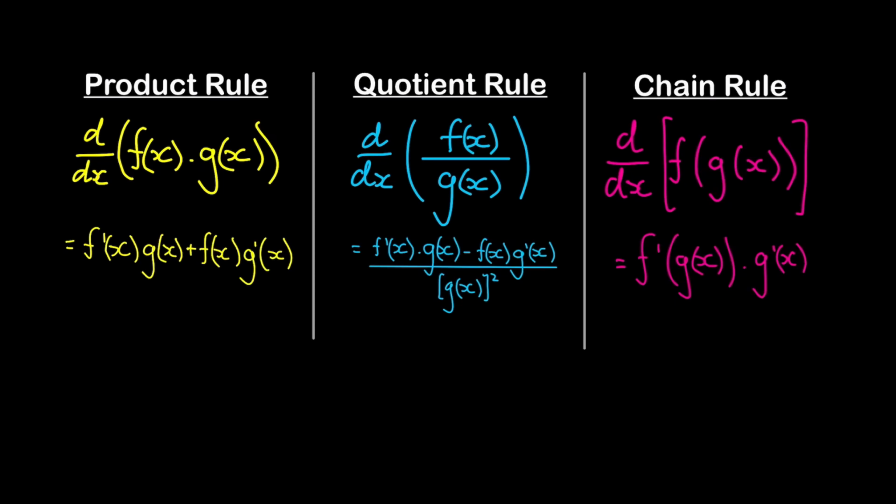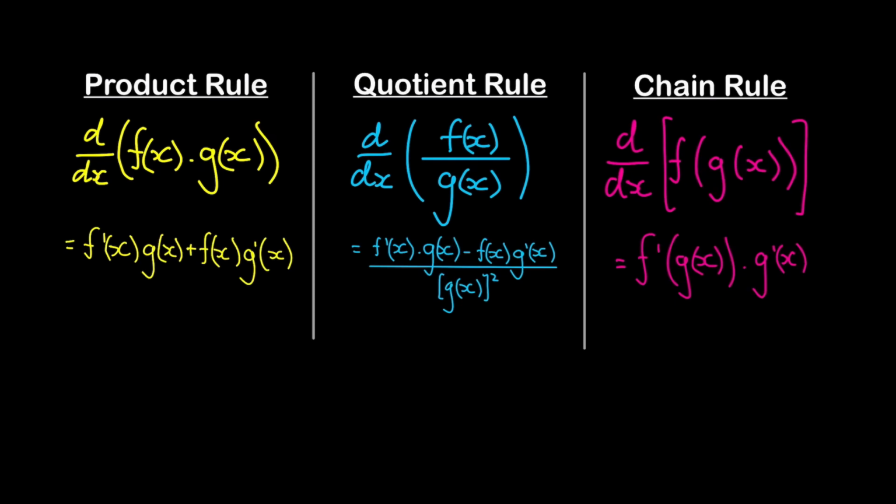So for the product rule, we have f of x, a function, times by g of x, another function. So the derivative of this product is going to be the derivative of the function f of x times by g of x plus f of x times by the derivative of the function g of x.